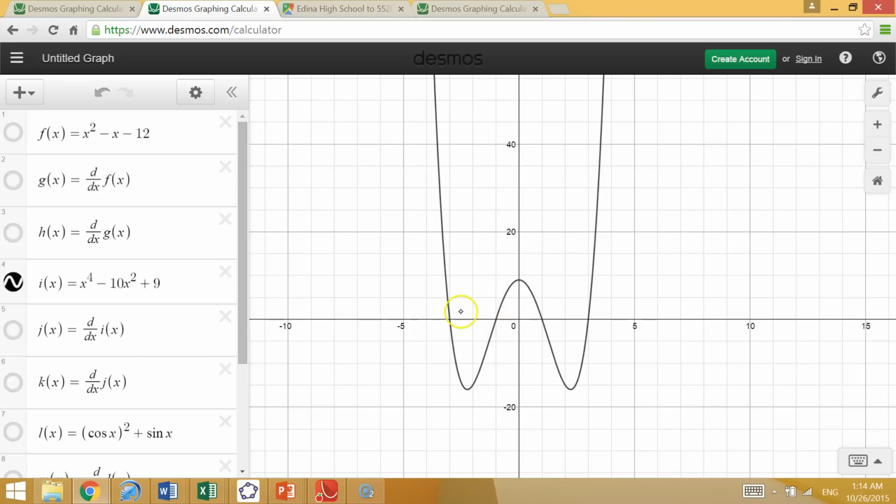So it looks like we have 2 zeros on our second derivative. And there they are. There's our first 0. There's our second 0. Got a nice parabola there. That must be that 12x squared minus 20. And look, it goes right down to negative 20. So that's how these graphs are kind of being related to each other.